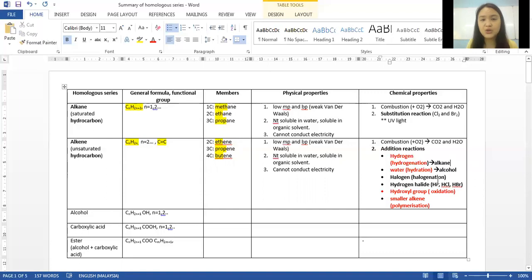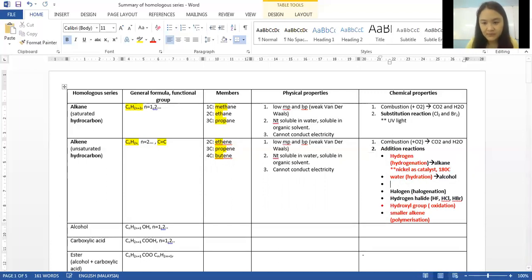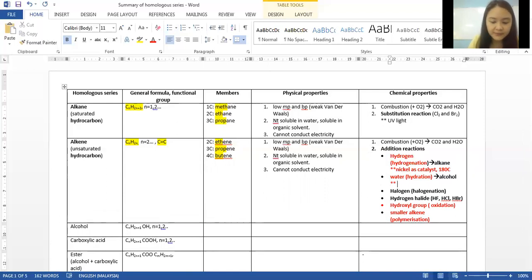Take note that for both hydrogenation and hydration, these two processes do not occur naturally. You need to provide specific conditions for them to occur. Now we will look into the specific conditions needed for hydrogenation. To perform hydrogenation, you need nickel as a catalyst, and you also need a slightly higher temperature of 180 degrees Celsius so that hydrogenation can occur optimally. As for hydration, this also needs a specific condition. For hydration, you will need phosphoric acid.